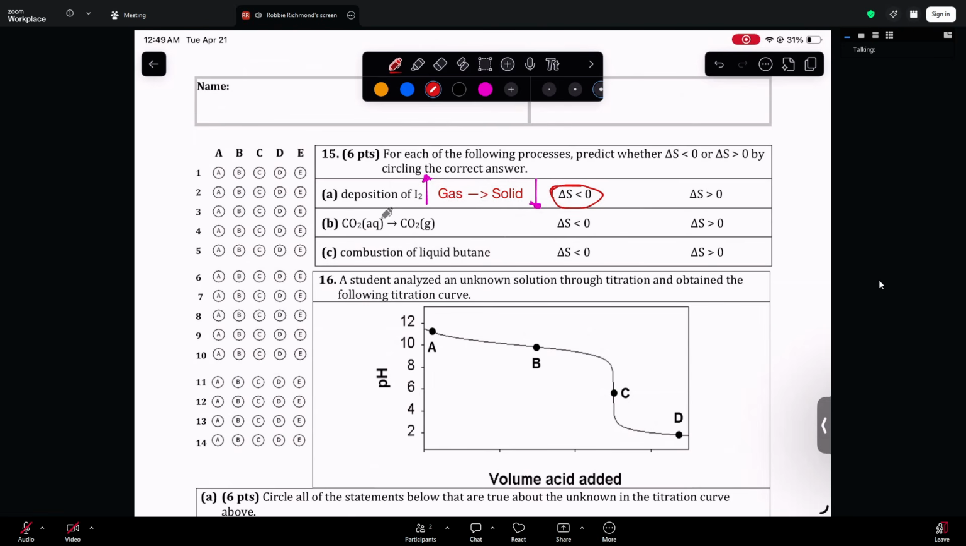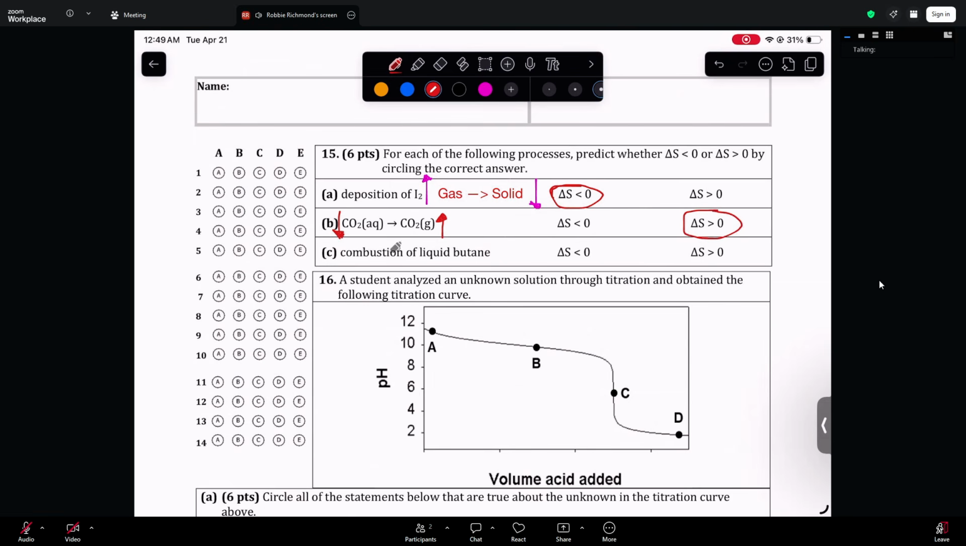We're going from an aqueous solution, which is a little bit more organized and comparatively to gas has a lower S value, while a gaseous form of anything will have a higher S value. So for this one, the entropy is increasing and the change is positive.